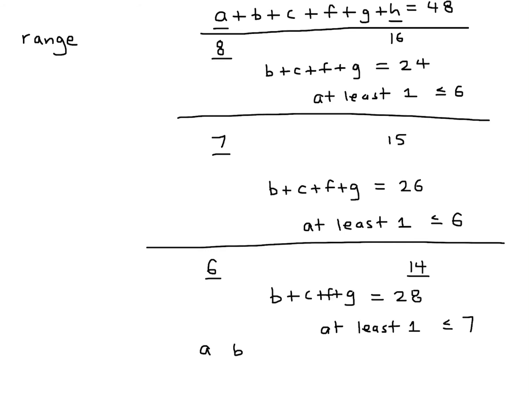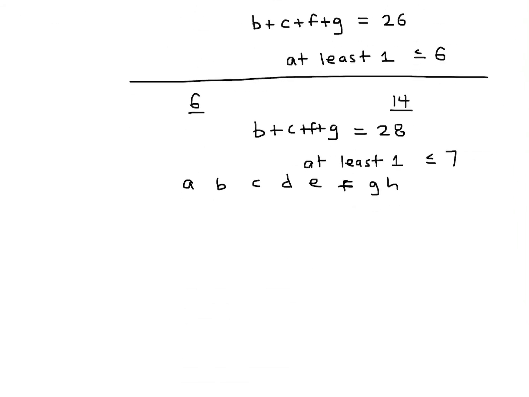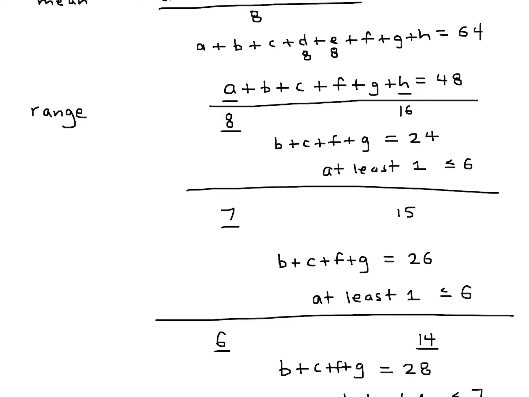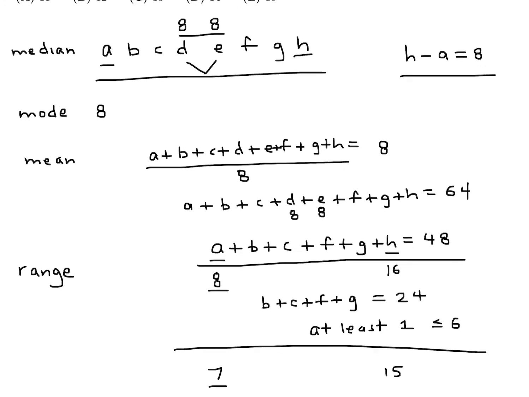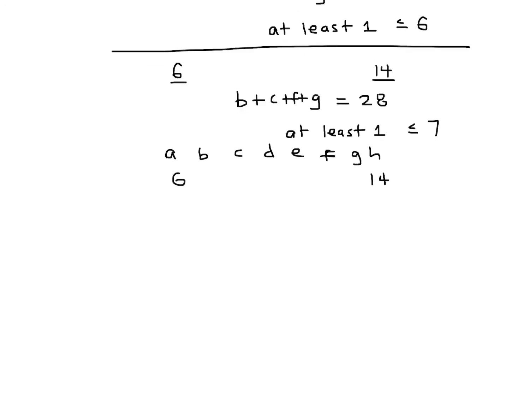A, B, C, D, E, F, G, H, right? So we've got 6 and 14. From up top, remember we had 8 and 8 for D and E. So 8 and 8. And then we want all these guys to add up to 28. So how can we do that without messing this up?